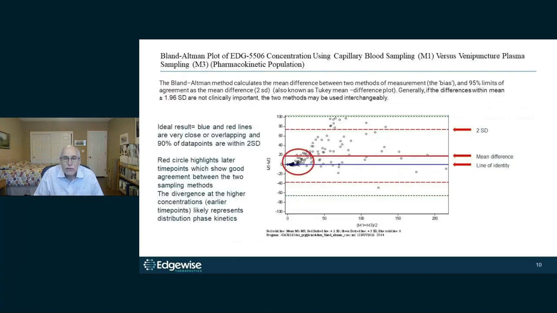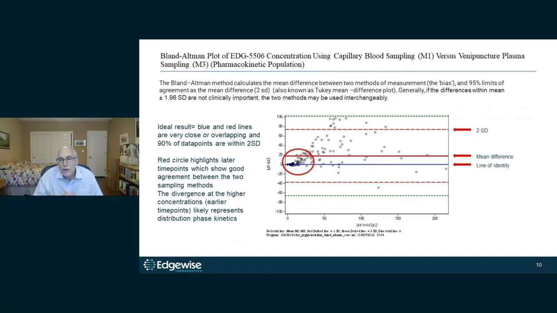And another way of looking at this is called the Bland-Altman. Some of you may know this analysis as a Tukey mean difference plot. It's a way of looking at 2 different measurements and seeing how much they agree. When they agree, that's called identity. So the line of identity is the blue line. And then it's flat.